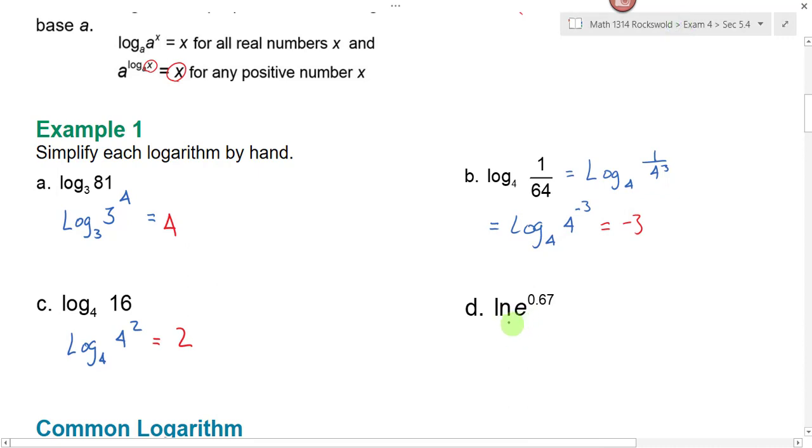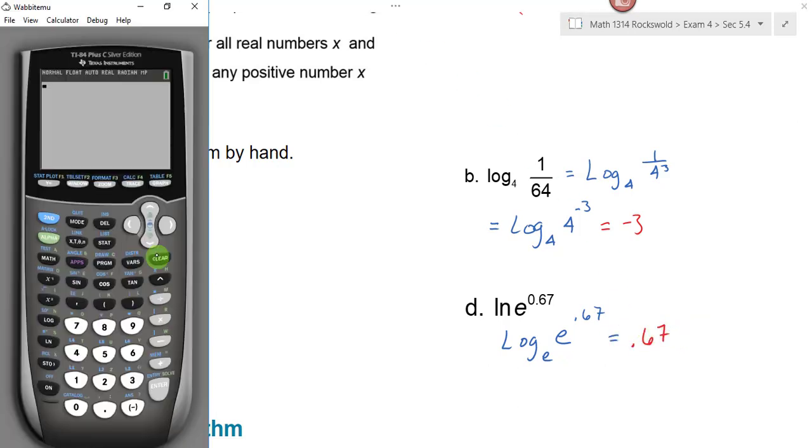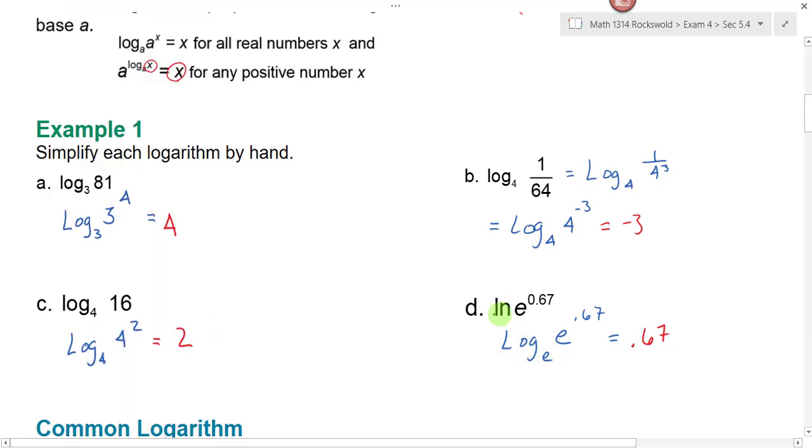What that means is I could rewrite the natural log of e raised to the 0.67 as log base e of e to the 0.67, and that's going to give us 0.67. I could actually verify this one on my calculator by taking the natural log of e raised to the 0.67, and that's going to give me 0.67. This just reaffirms that a natural log is a log base e.